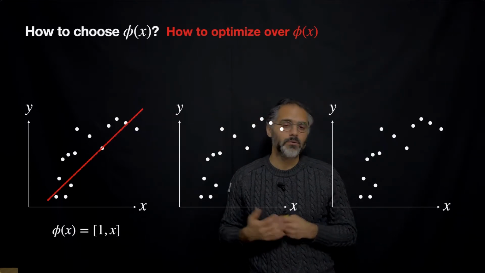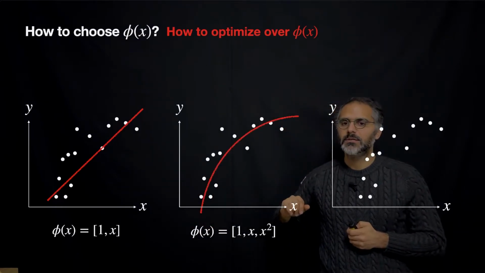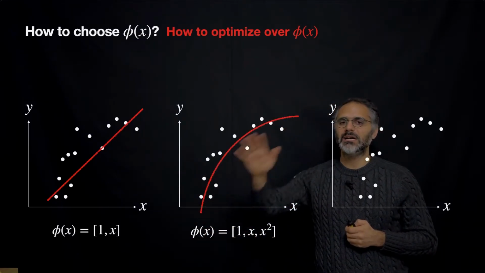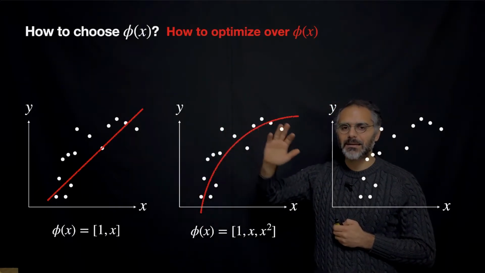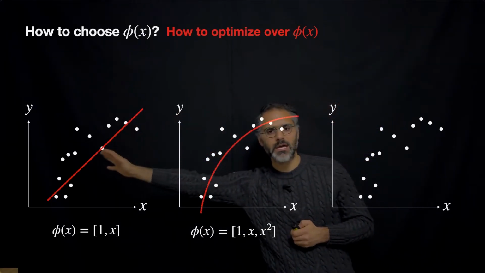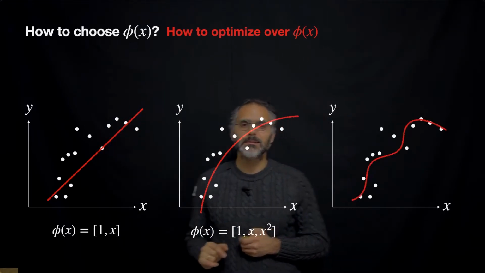Now let's make it more complex. It seems too simple. So how about a quadratic line? So the feature is 1, x, x squared, and you have a parabola. And it looks better. It looks like it's capturing the trend better than what's happening here. I mean, this is sort of linear, but could be more complex.